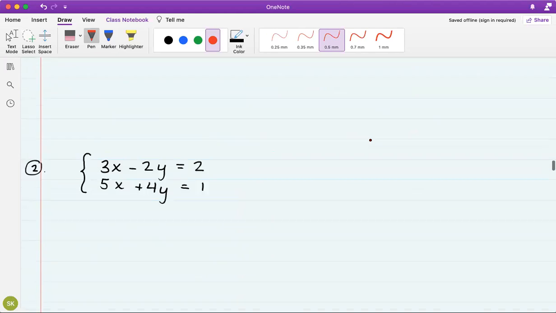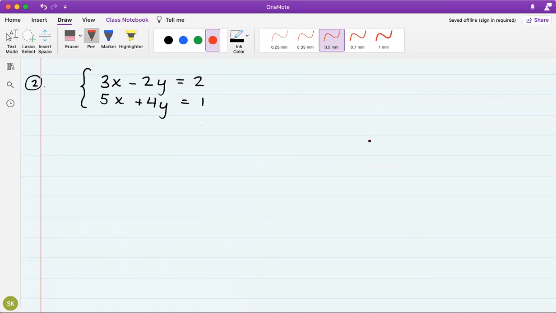Let's look at the next problem. Here I have 3x minus 2y is 2, and 5x plus 4y is 1.